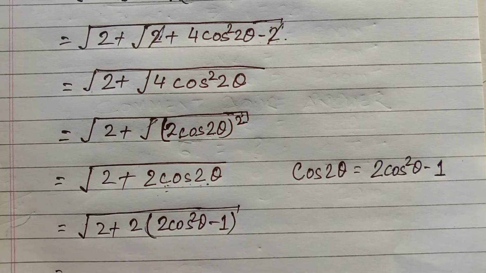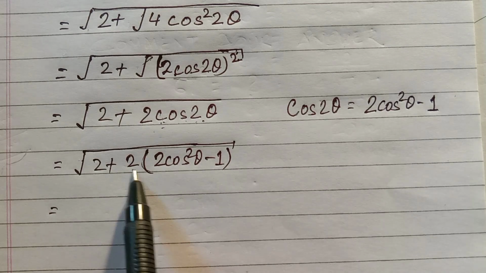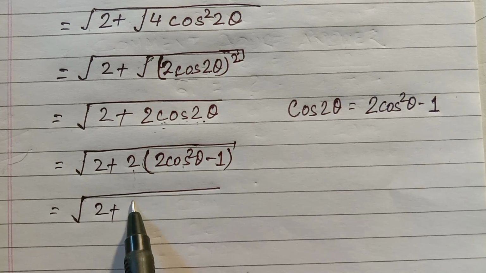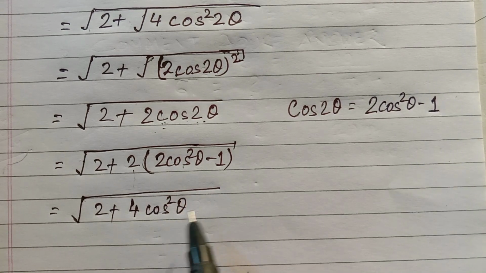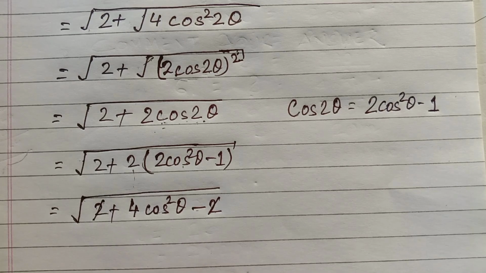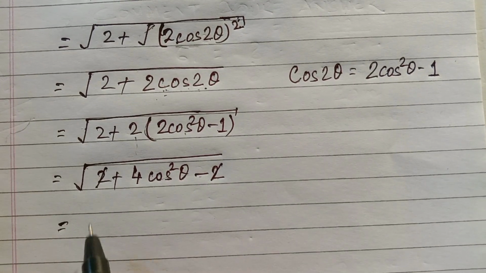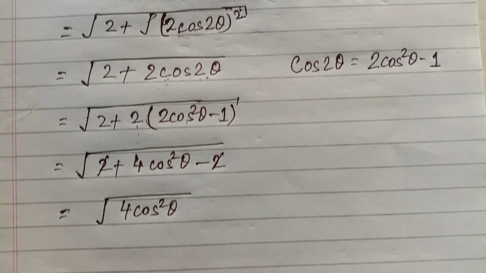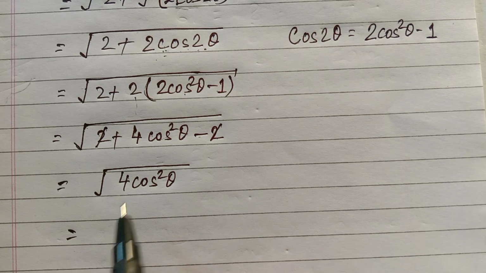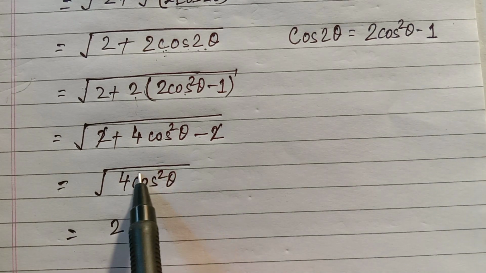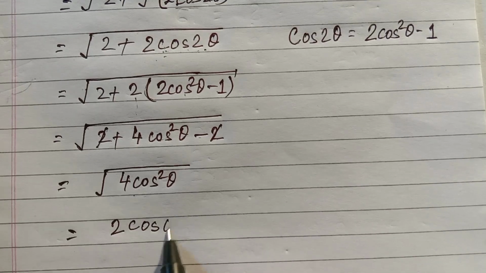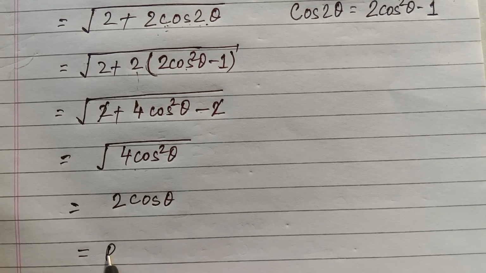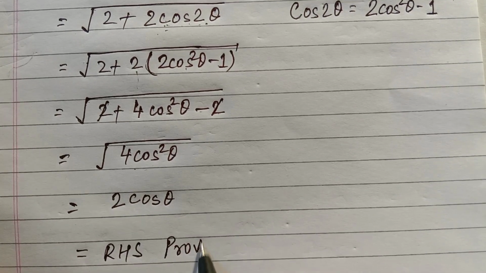Okay, so in the next line I'm going to multiply these things. So I get 2 plus 2 is 4 cos square theta minus 2, and plus 2 minus 2 get cancelled. Then I am left with root under 4 cos square theta, and we know that square root of 4 is 2, and square root of cos square theta is cos theta. Hence this is our RHS, and it is proved.